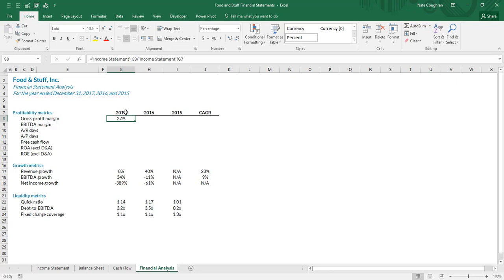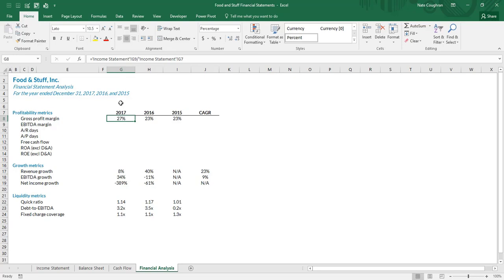If you are a grocery store and you have to buy meat for $1.50 a pound, but you can only sell it for $3.50 a pound, well, then your margins are going to be pretty small. So grocery stores, retailers, usually their profit margins are a lot smaller than other types of industries. So to compare this over time, let's go ahead and copy this to 2016, 2015. And we see that the profit margin actually has increased. In 2015 it's 23%, 2016 23%, and then 2017 it increased to 27%.